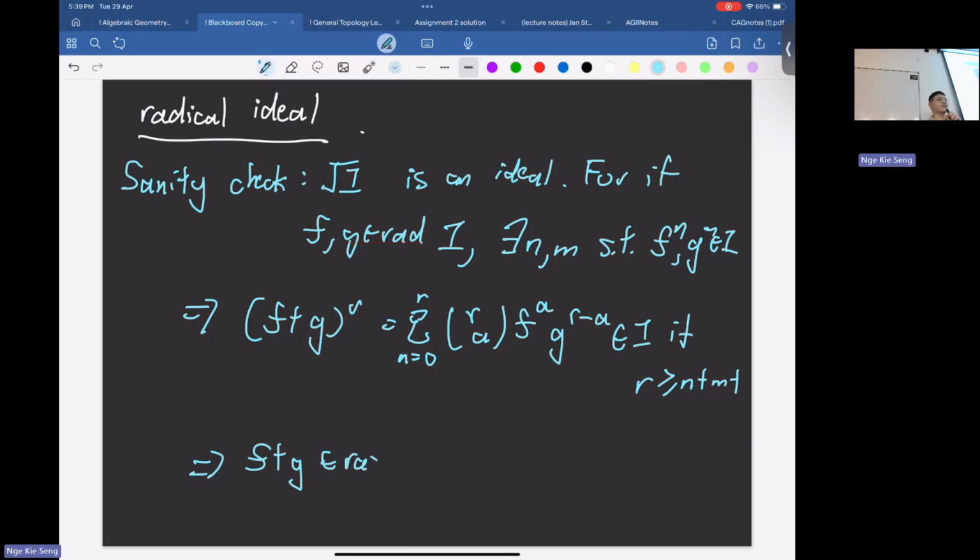You got it? Okay. So either one must be larger than or equal to n, or the other must be larger than or equal to n. Each of the terms will have a part of it that is in the ideal, therefore the term will be in the ideal.